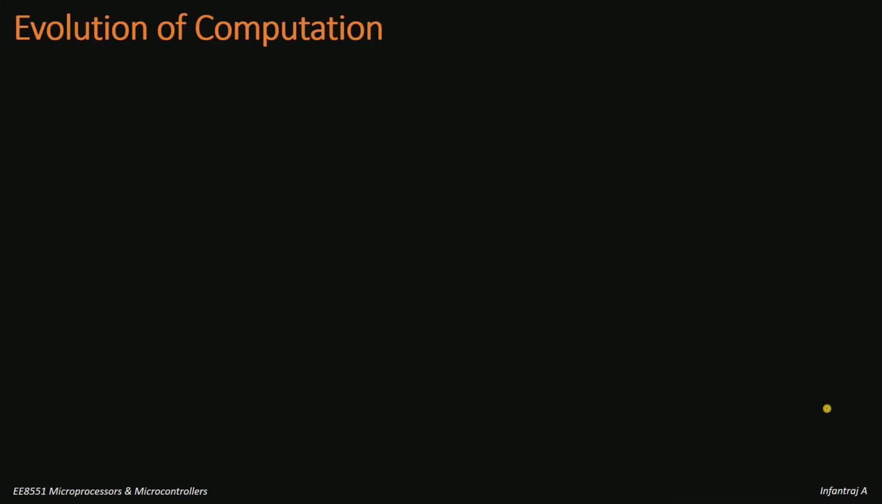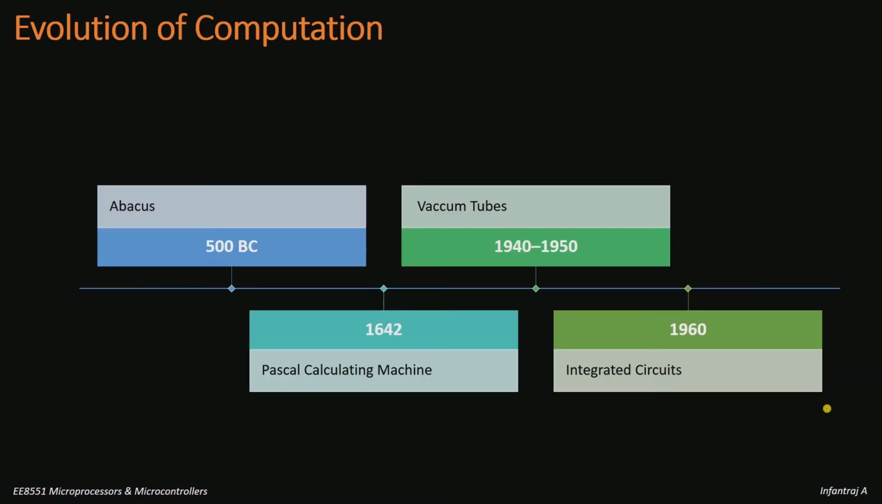Moving forward, evolution of computation. If you want to clearly understand what a microprocessor is or what a computation system does, then we have to start with the history of computers. The history of computers, as you all know, started in the year 500 BC. There was one system called the abacus, which was invented in Babylonia. The Babylonians invented this system.